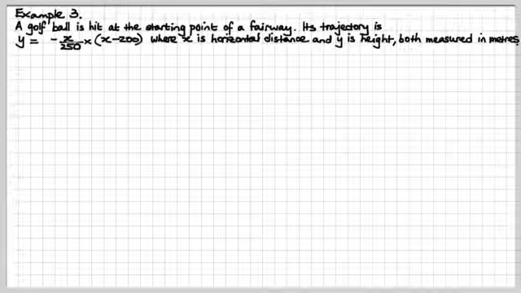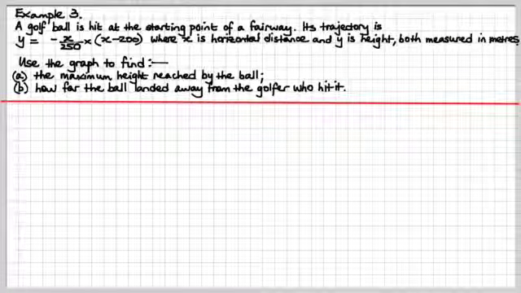Now, one final example to finish off, and then we'll all get out of here. We've got a golf ball. The golf ball is hit at the start of the fairway. Its trajectory is that. My goodness. The y is the height, and the x is the horizontal distance from where it was hit along the ground. The y is how high it is up in the air. Okay, and they're both measured in meters. All right. So what we've got to do is use the graph to find, first of all, the maximum height reached by the ball, and secondly, how far the ball landed away from the golfer who hit the ball.